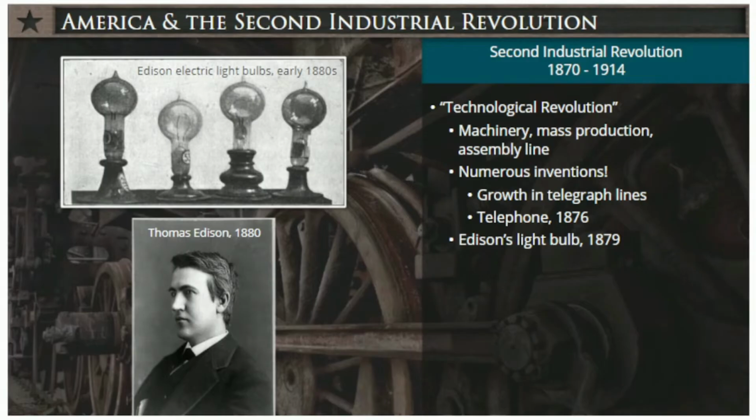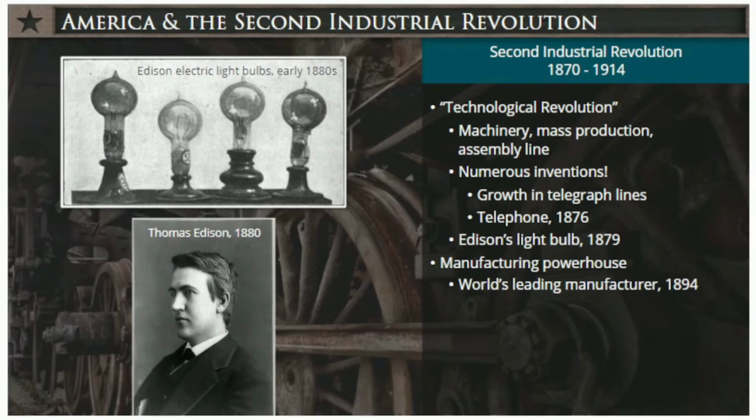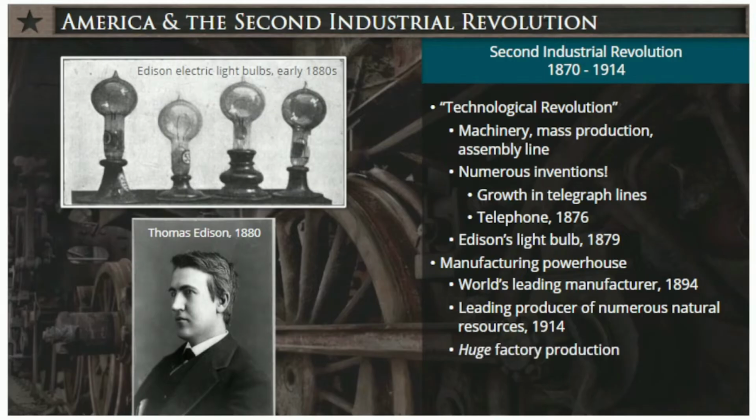In addition, America during the Second Industrial Revolution became a manufacturing powerhouse. In 1894, America displaced Britain as the world's leading manufacturer. By 1914, it was the world's leading producer of coal, natural gas, oil, copper, iron ore, and silver. Its factories were producing more goods than Britain, Germany, and France combined.